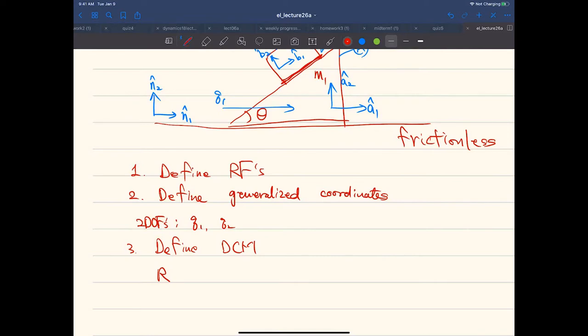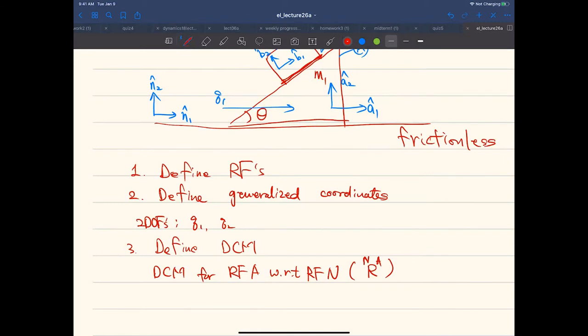Reference frame A, or DCM for reference frame A with respect to reference frame N. Or sometimes I call it rotation matrix, NAA.